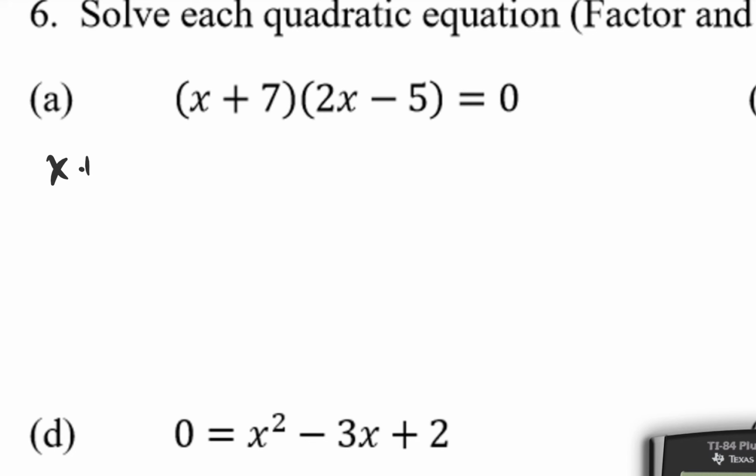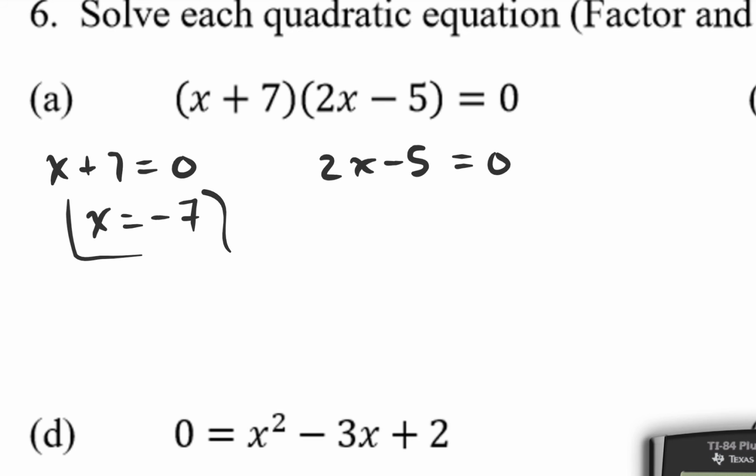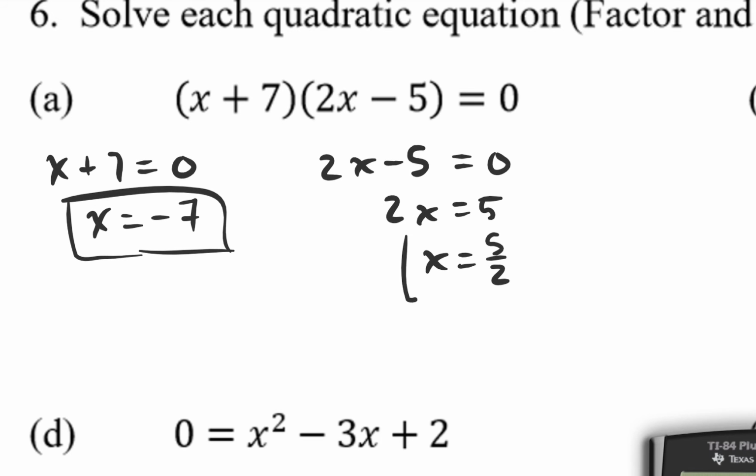The first one, x plus 7, I'm going to set equal to 0. And I'm also going to set 2x minus 5, the second factor, equal to 0. And then I'm just going to solve for x. In this first equation, if I subtract 7 from both sides, x has to be negative 7. That is one of my solutions. In the other one, if I add 5 to both sides, I get that 2x is 5, and if I divide by 2, x is a positive 5 halves. So my two solutions are x is 5 halves and x is negative 7.